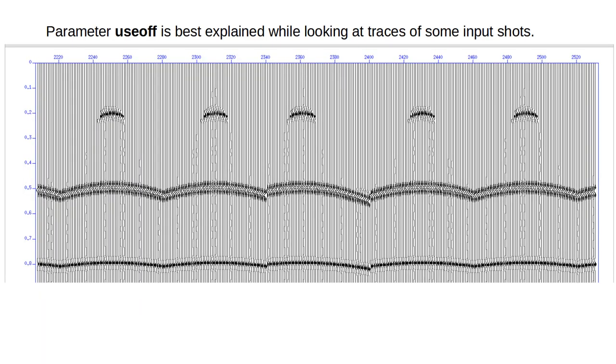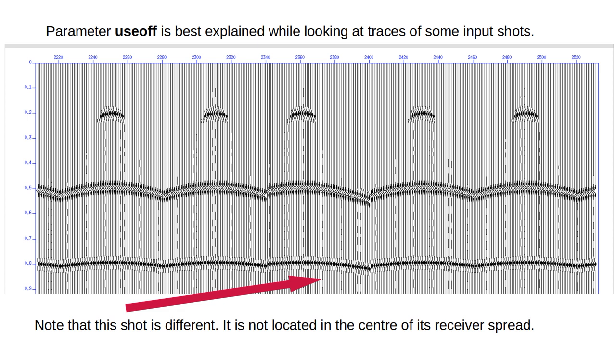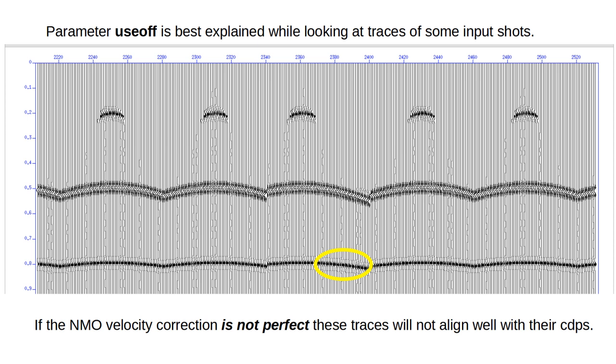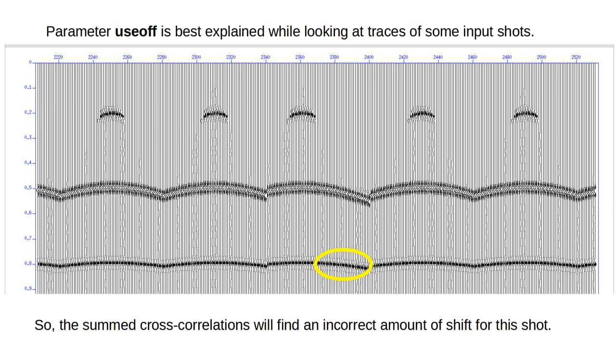Parameter useOff is best explained while looking at the trace of some input shots. Note that this shot is different. It is not located in the center of its receiver spread. This means this shot has some traces with larger offsets than neighboring shots. If the elevation velocity correction is not perfect, these traces will not align well with their CDPs. So, the summed cross correlations will find an incorrect amount of shift for this shot.